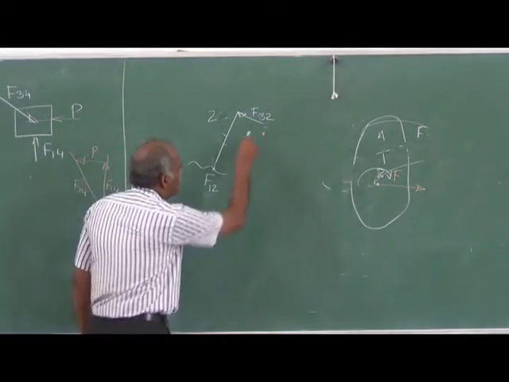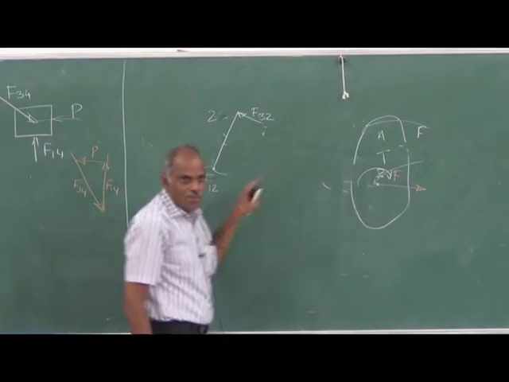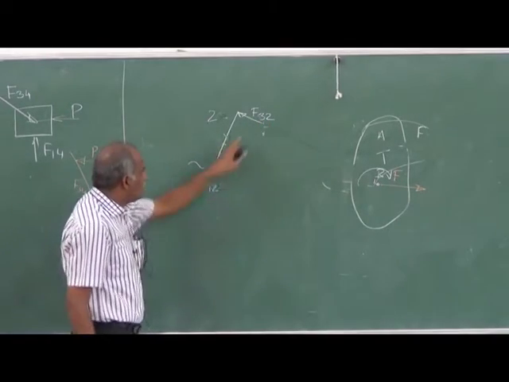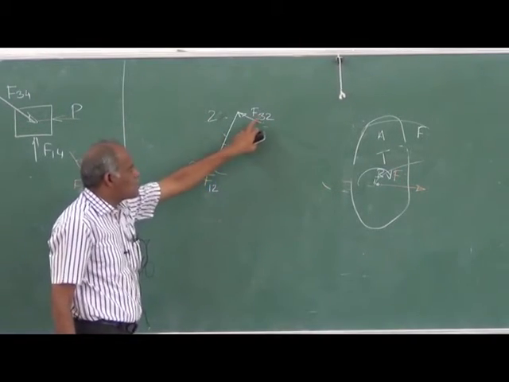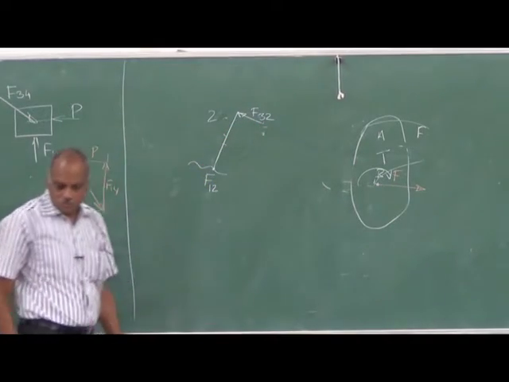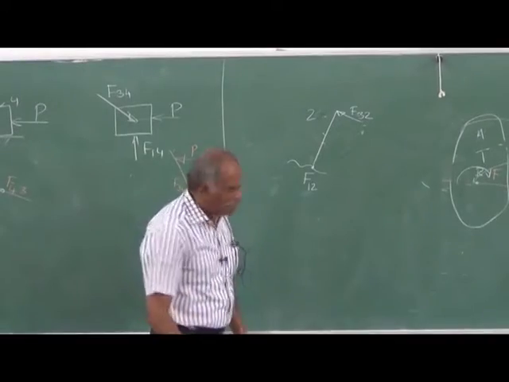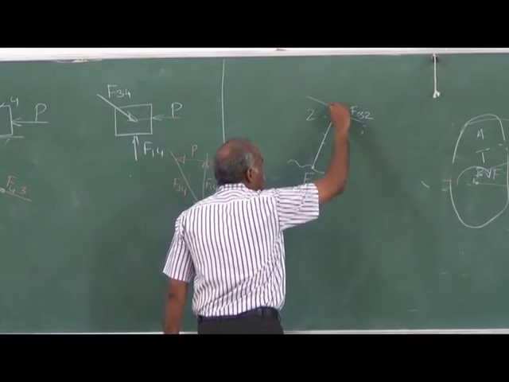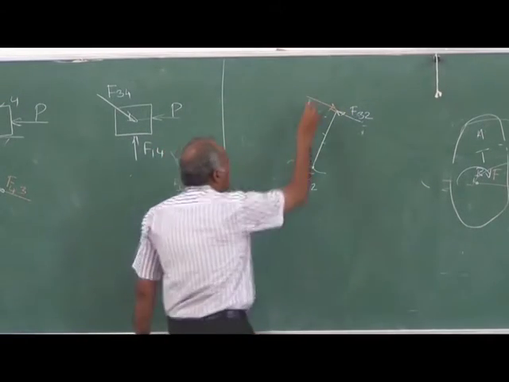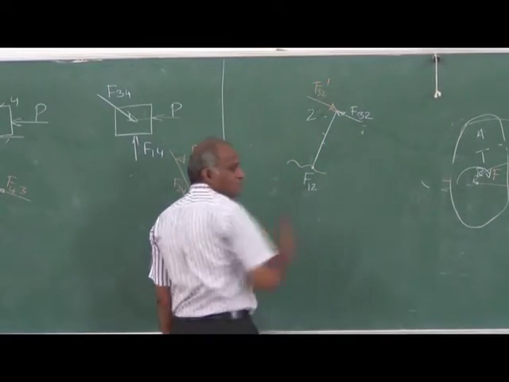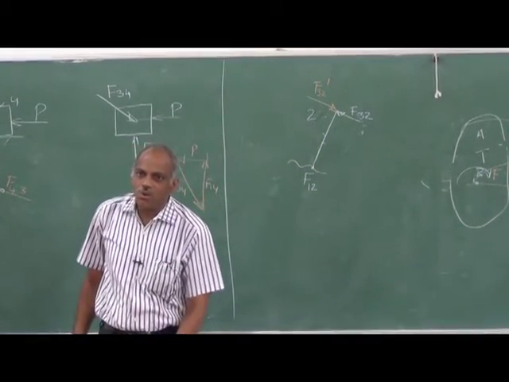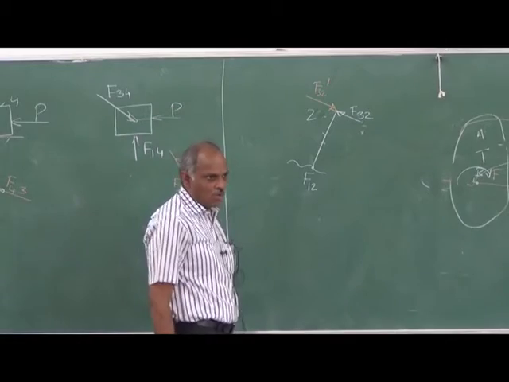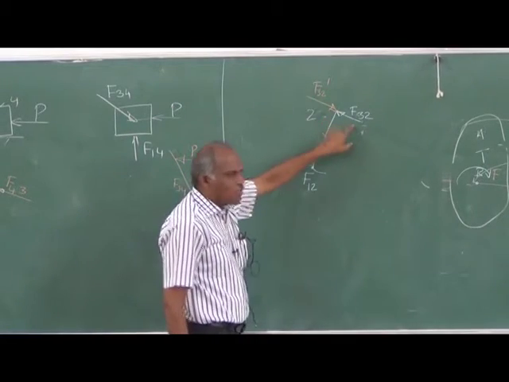So here, how is this concept going to be applied? There is a linkage 2 on which an external force F32 is acting. If I want to bring this particular linkage to equilibrium, I have to apply a force F32 dash, which is called the equilibrant force. An equilibrant force is a force which is applied to bring the system into equilibrium. So this is the equilibrant force I have to apply to cancel out.